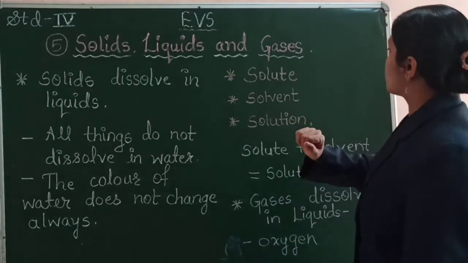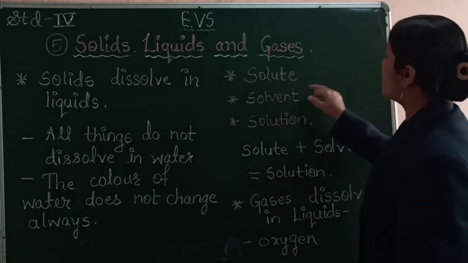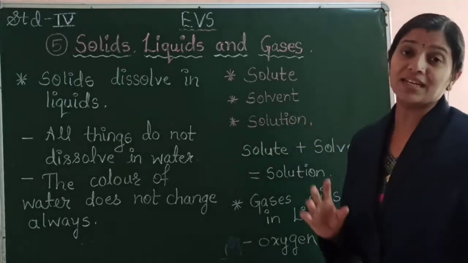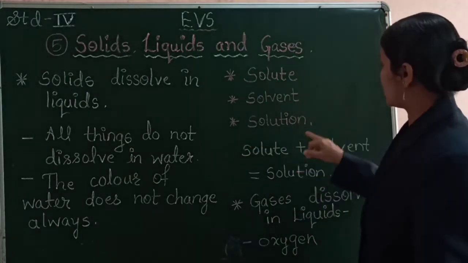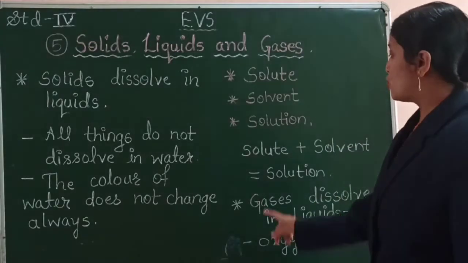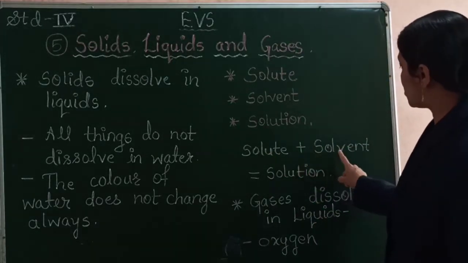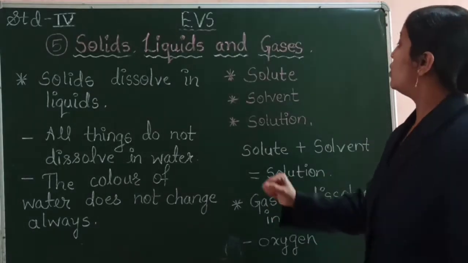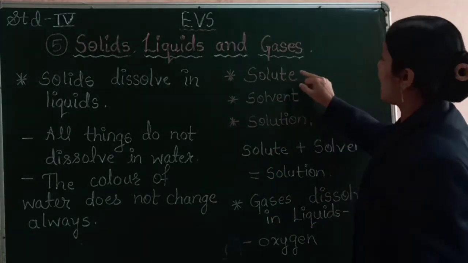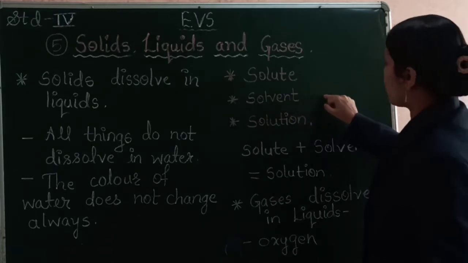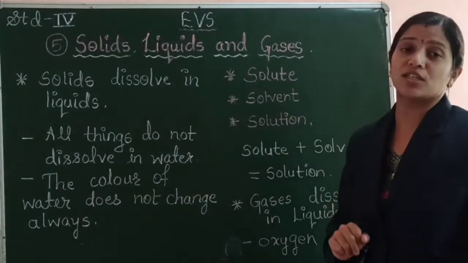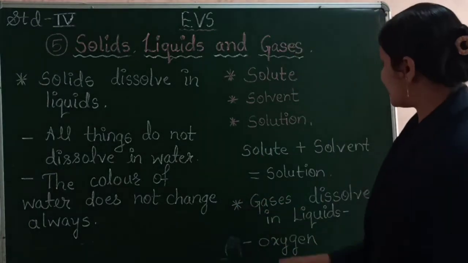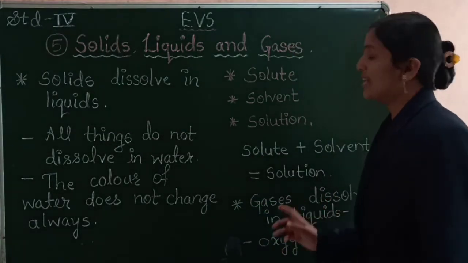Okay, so suppose we take solute is sugar, then solvent is water, and the solution will be the mixture of sugar and water, that is sugar syrup. So you can see here solute plus solvent is equal to solution. So when you add the solute, that is sugar, and the solvent, that is water, you get the solution, which is the sugar syrup. Okay, the next point is gases dissolve in liquid.